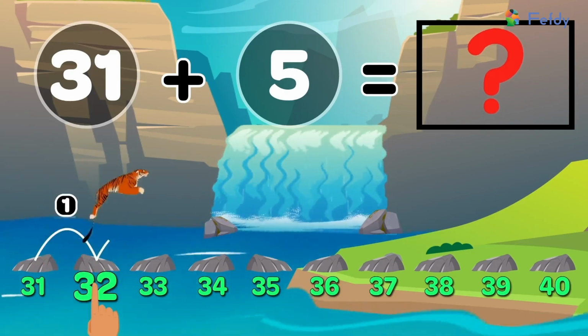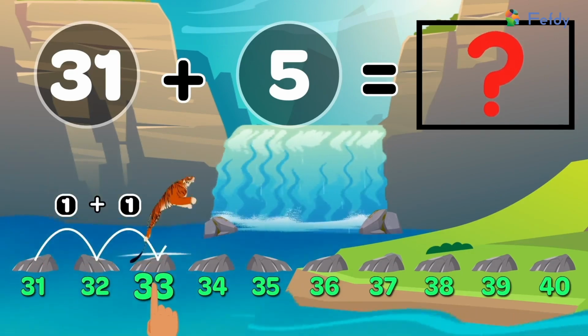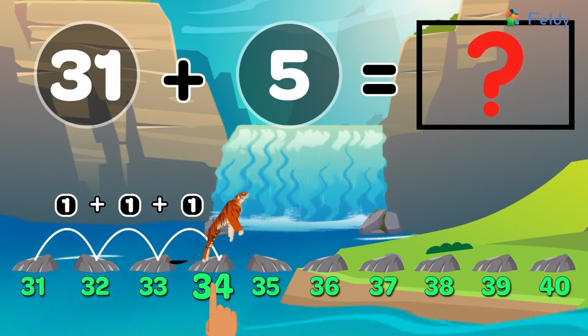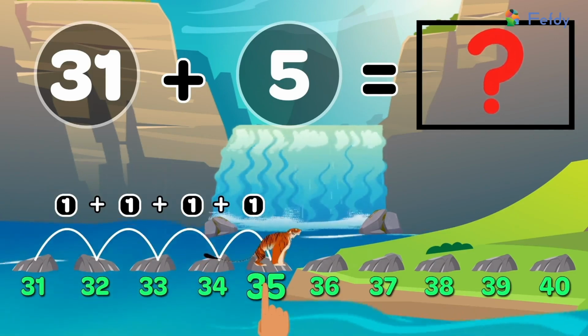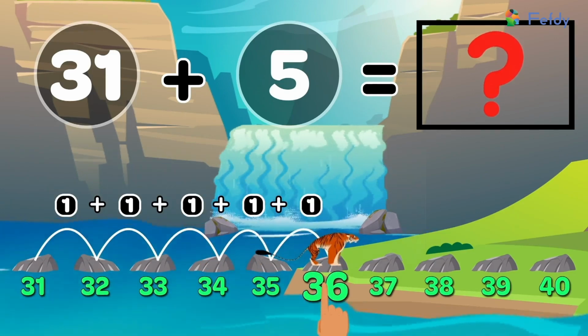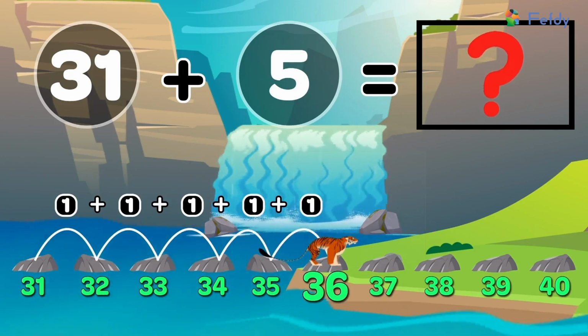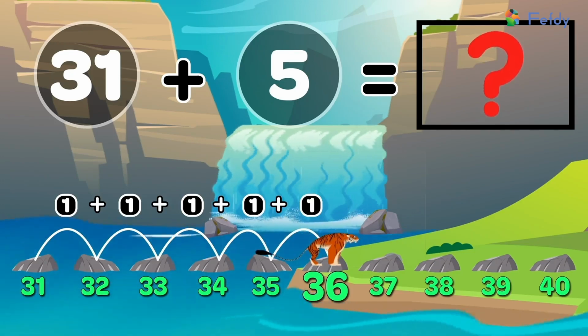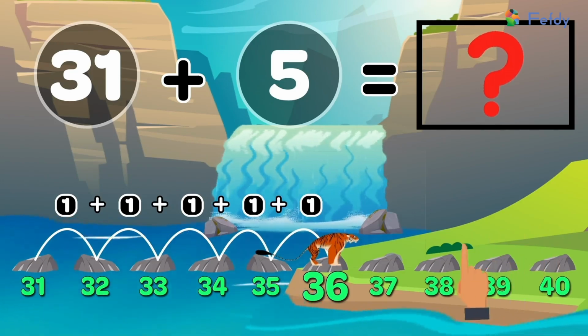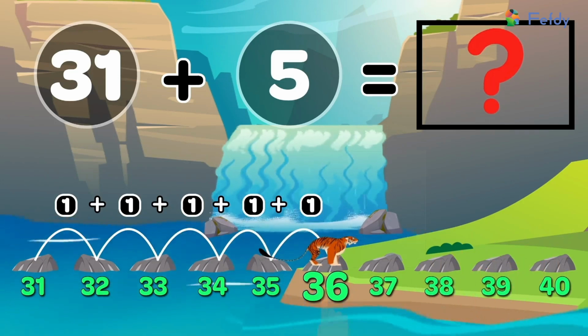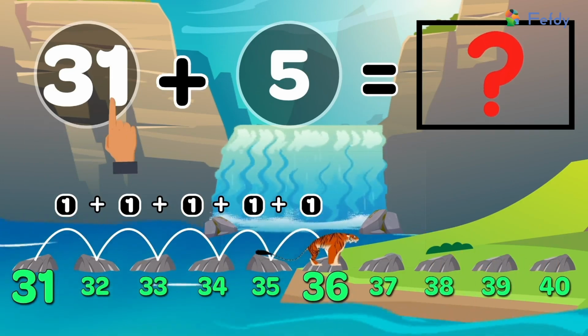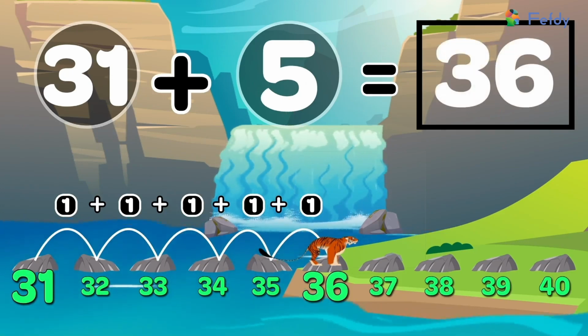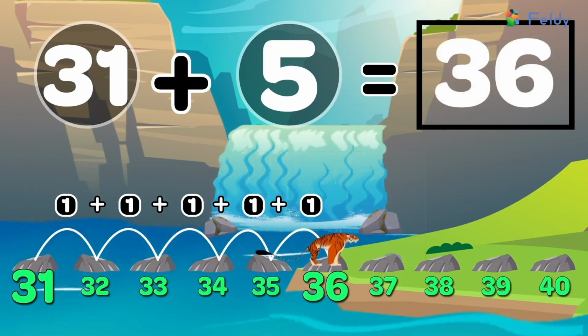1, 2, 3, 4, and 5. And the tiger has crossed the river. Where is it standing now? It's standing on 36. That's right. So 31 plus 5 is 36 and we have helped the tiger cross the river.